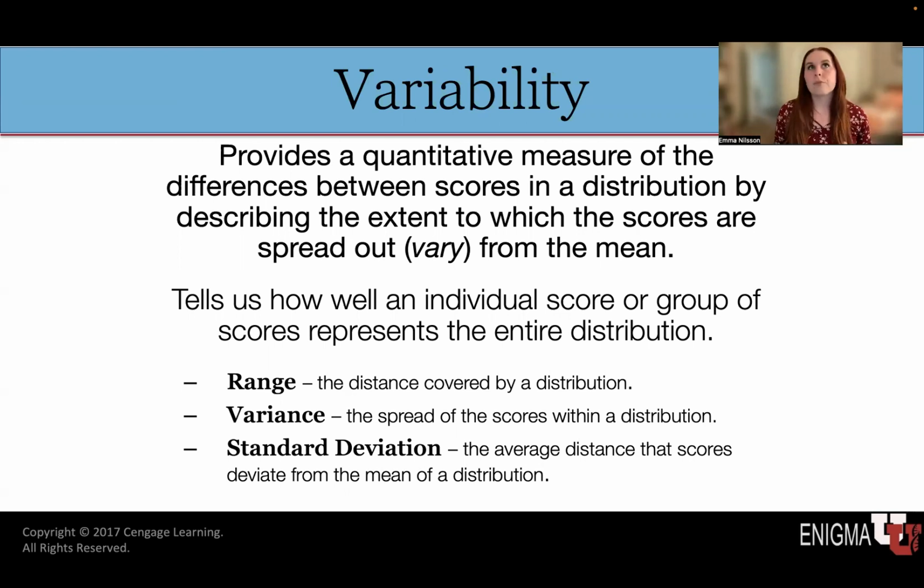Again, a note actually is that measures of variability tend to be used in conjunction with the mean or with the measures of central tendency. We often describe variability in terms of how far away something is from the mean or from the median. Again, we're going to look at three measures here. The first we're going to look at is the range, which is just the distance covered by a distribution. Then we're going to talk about variance, which is the spread of scores within a distribution, which is a little different. And then standard deviation, which is the average distance that scores deviate from the mean of a distribution. And we're going to build up to each of those.